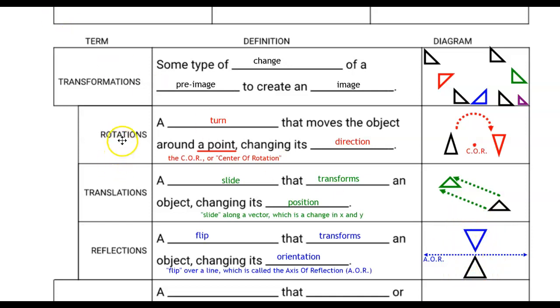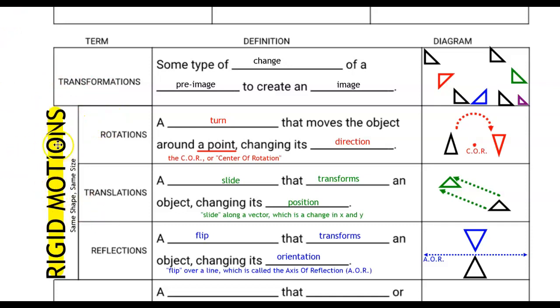Now, all three of these, rotations, translations, and reflections, are all the same in that they preserve the shape and the size, right? So all of these have the same exact shape and the same exact size. So we call these three different types of transformations rigid motions.